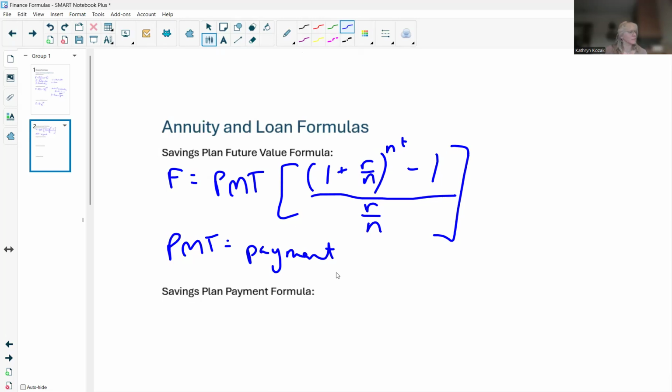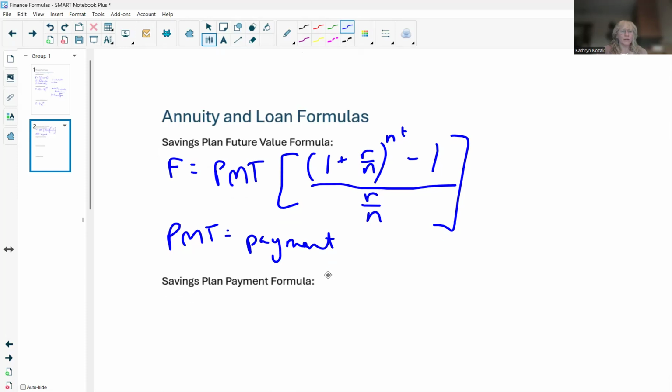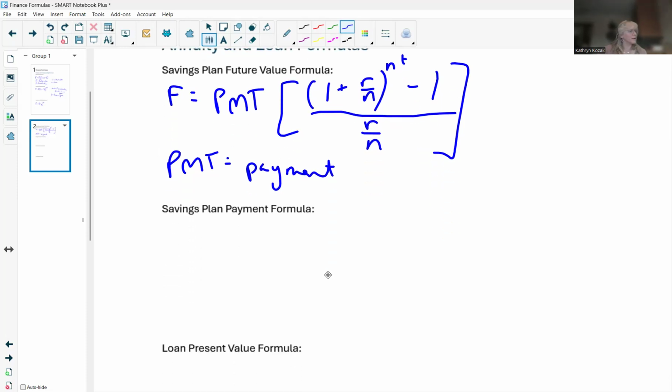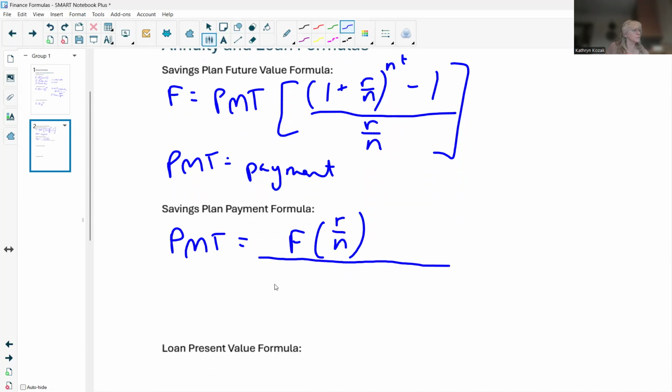We also have the savings payment plan payment formula, and this one's basically the exact same formula. It's just now solved for the payment. So PMT is going to equal your future value times R over N, all over 1 plus R over N to the NT minus 1. Basically, you've just solved this formula for the PMT. It's just instead of having to do the algebra, you already have it in this form.